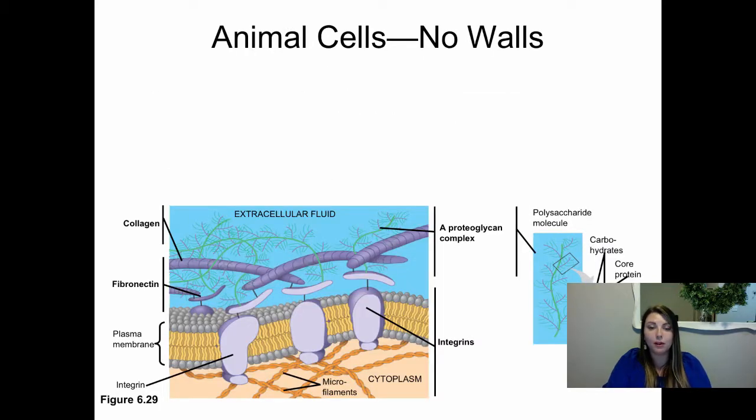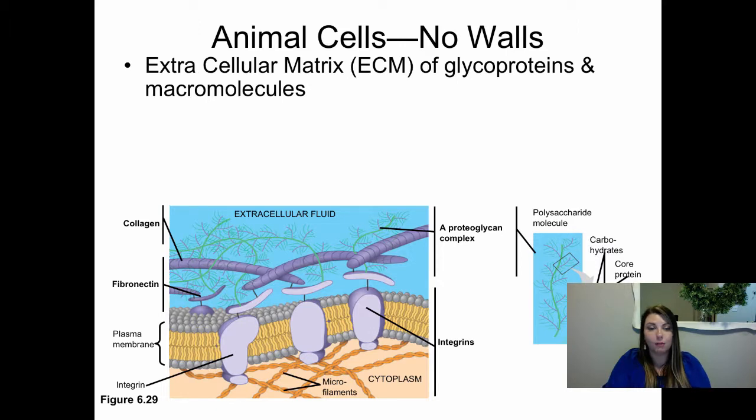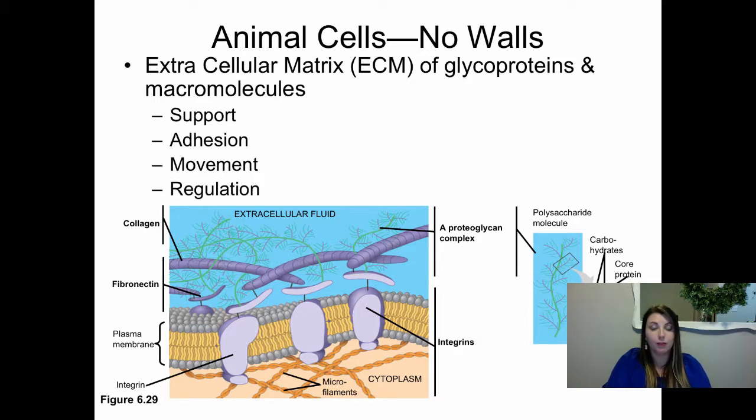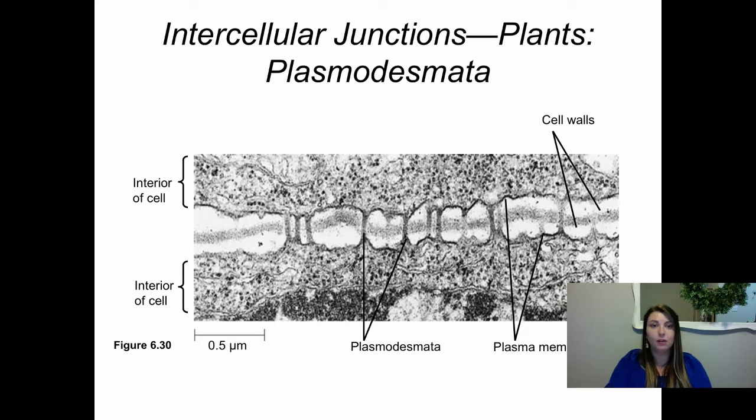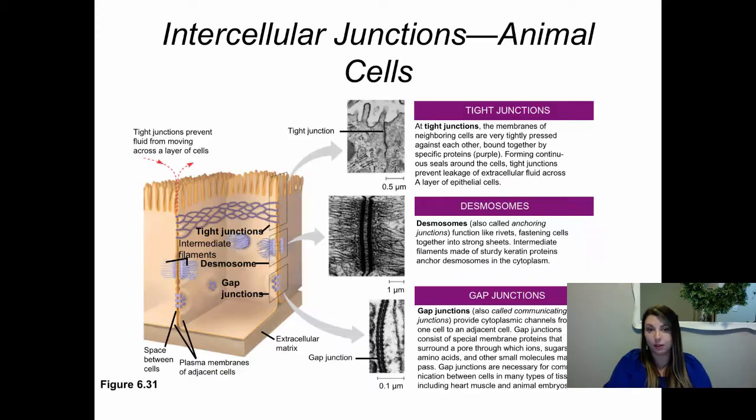So animal cells have no walls. They actually have an extracellular matrix that's made up of glycoproteins and macromolecules, and this provides support. It allows the cells to adhere to whatever they need to. It also helps provide movement and regulation. So let's talk about intercellular junctions. Now, in plant cells, we have what's called plasmodesmata, and those are just these little junctions where the cells are bound together, and this provides communication from cell to cell.